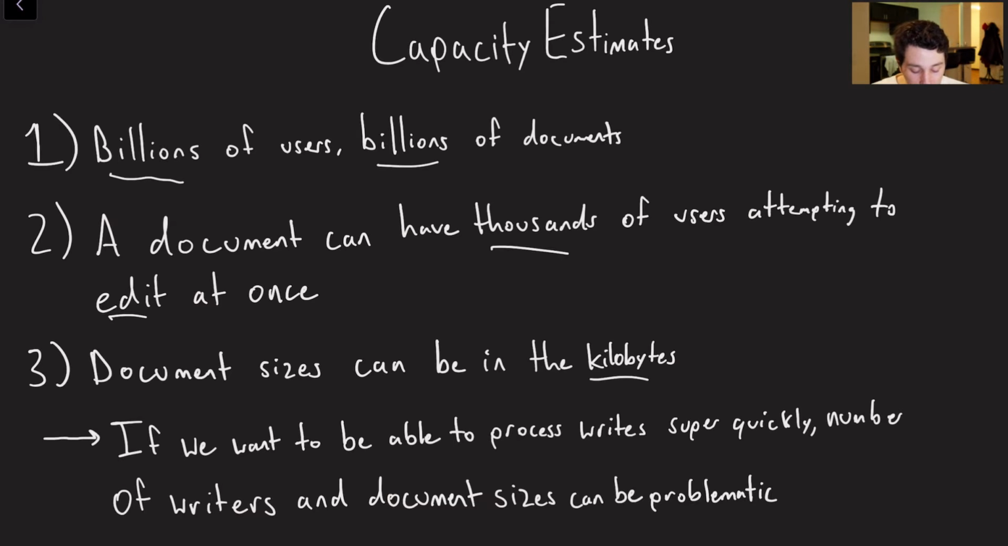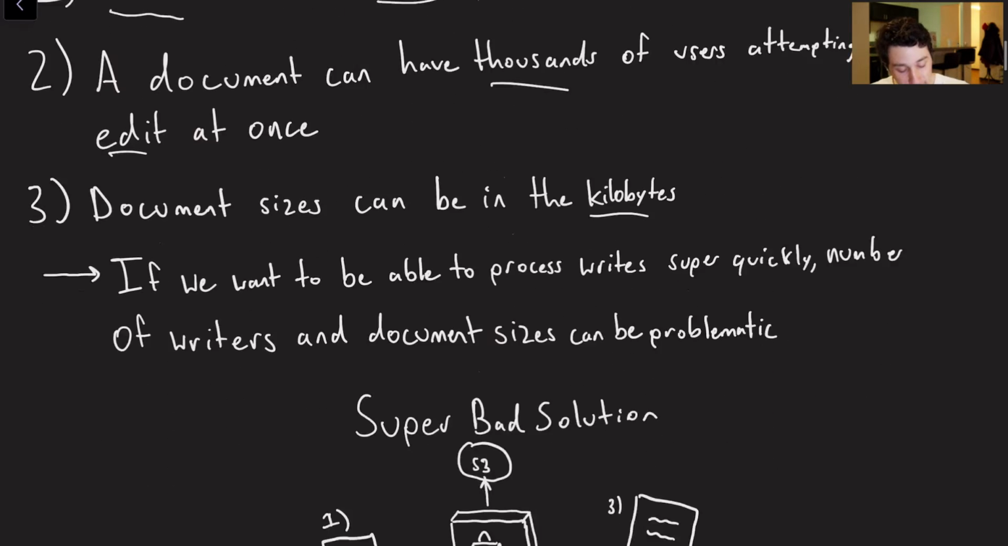So of course, if we want to be able to process these writes as fast as possible, both the number of writers, right? I said literally thousands, so that's going to be really tough to actually transmit those changes from writer to writer or writer to reader. And also the document sizes, if there are lots of kilobytes, can both be problematic.